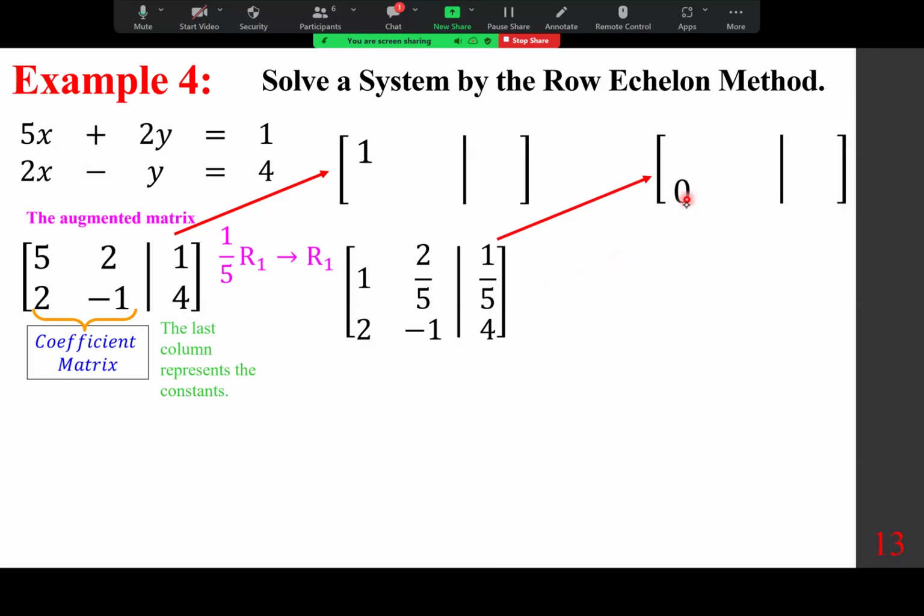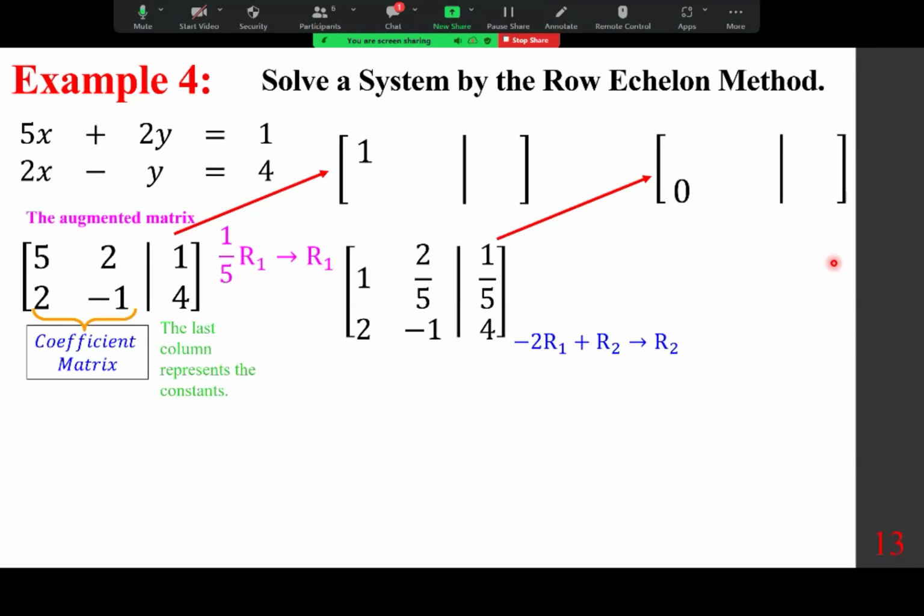So how do I make this 0? I can't multiply this by 0. It's unacceptable. Remember that. But I can add multiples of this row to this row. So if I multiply this one by 2 and subtract it from this, this becomes 0. In other words, negative 2 times R1 added to R2 and make it new R2. So multiply this one by negative 2 and add it to the second row, make it a new row.